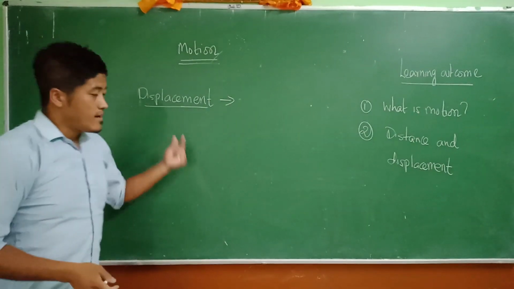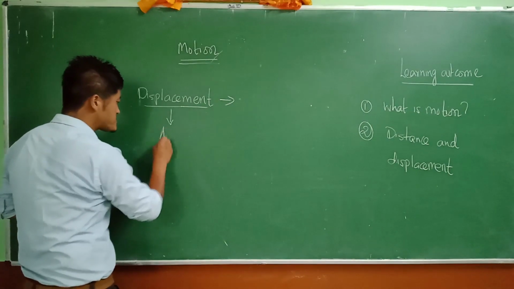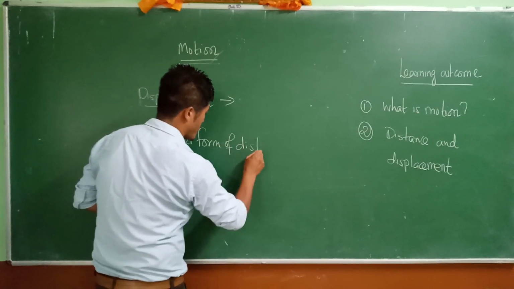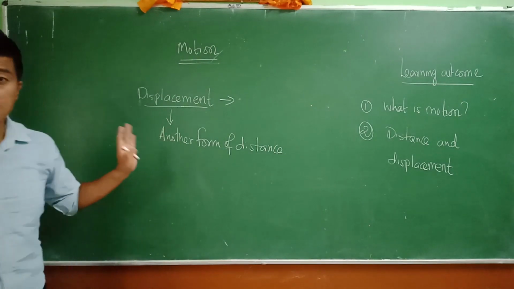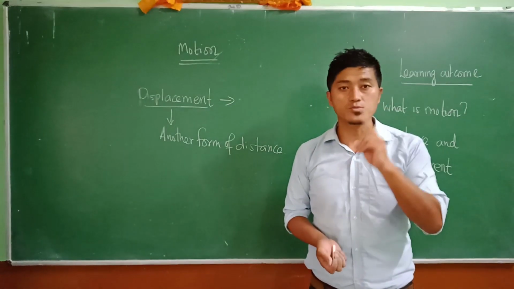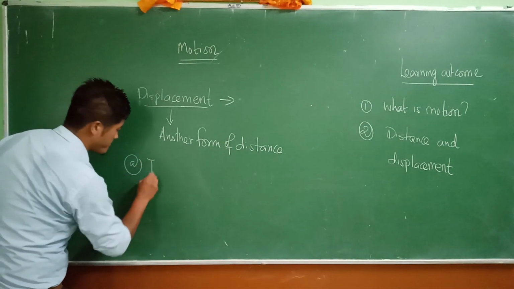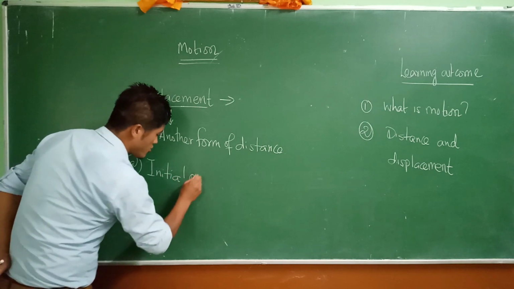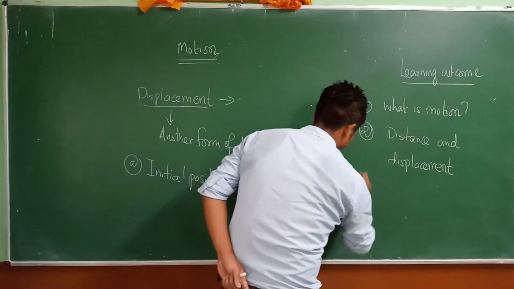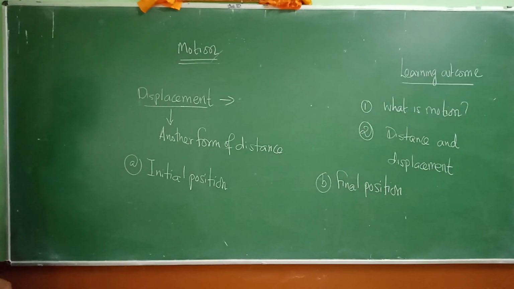Displacement. Displacement is another form of distance, but it is not distance. So what is displacement? Generally, when we talk about displacement, we are concerned about two things. What is that? The initial position and the final position. Here, number A is the initial position and number B is the final position.